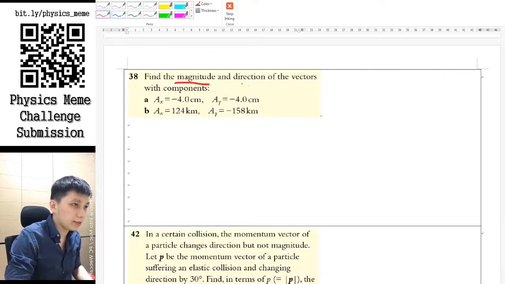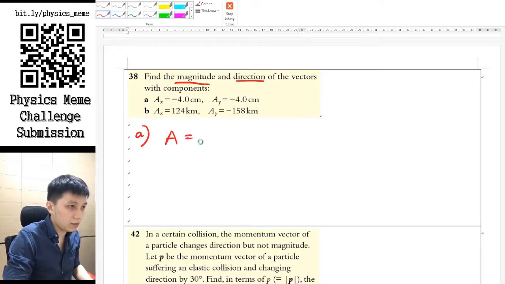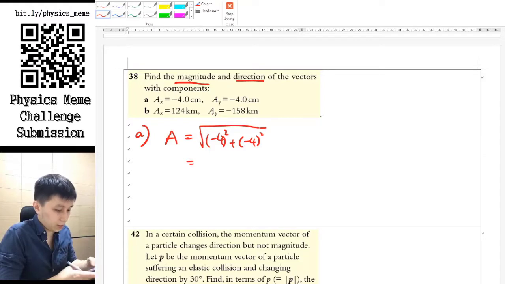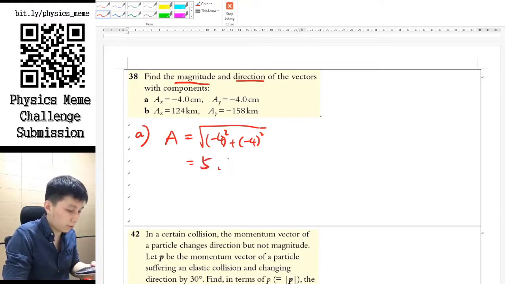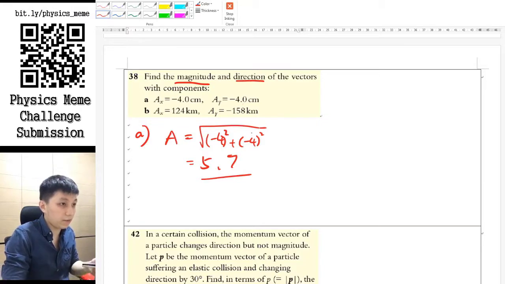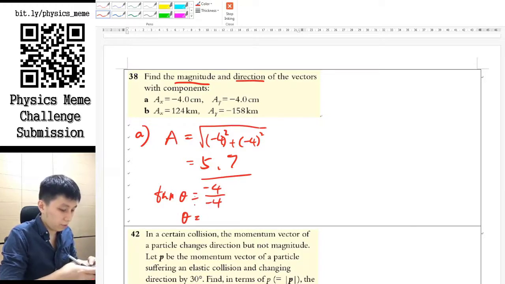38. Find the magnitude and direction of the vectors with components. So you just have to combine them basically. So for A, the vector A would then be (-4) squared plus (-4) squared. So actually negative doesn't really matter. So that's going to be the root of 16 plus 16, so 5.66, let's say. Actually 2 significant figures, so just 5.7 then. Alright, and for the angle, tan theta equals -4 over -4. So if you just find, yeah, that's going to be 45 degrees.